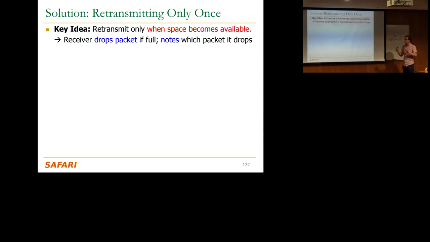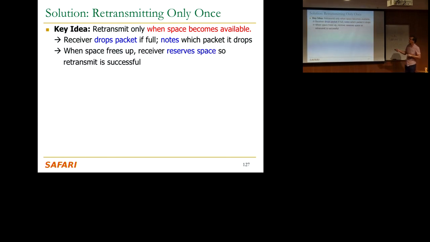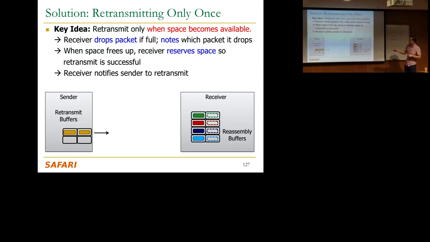You had some coordination between the sender and the receiver. Receiver drops a packet if it's full. Yeah, it notes which packet it drops. And when space frees up, receiver reserves space so that the retransmit is successful. That's the idea. And receiver notifies sender to retransmit, of course, in this case. So this is the idea.